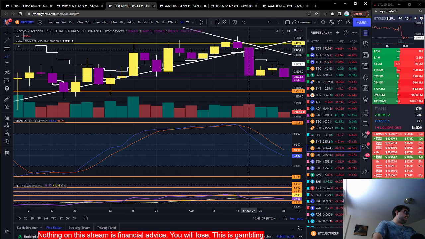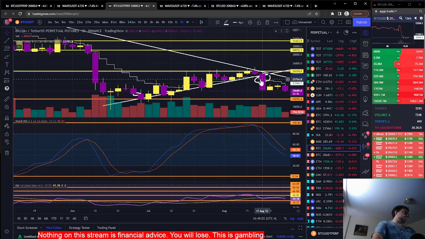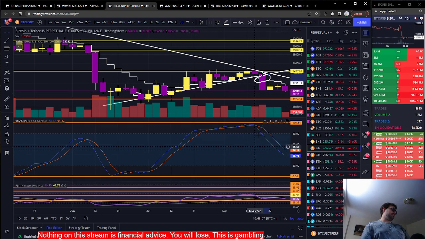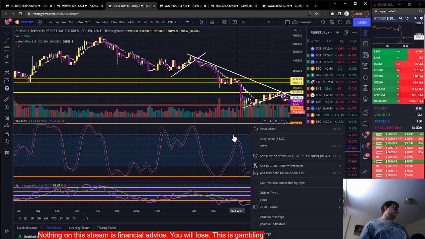And the moment we saw that crack below the 9 EMA right here, that's when the shows kind of started to pop off at about 22.8K. We saw that decline right here. The RSI started to push down, and we are where we are right now, right?